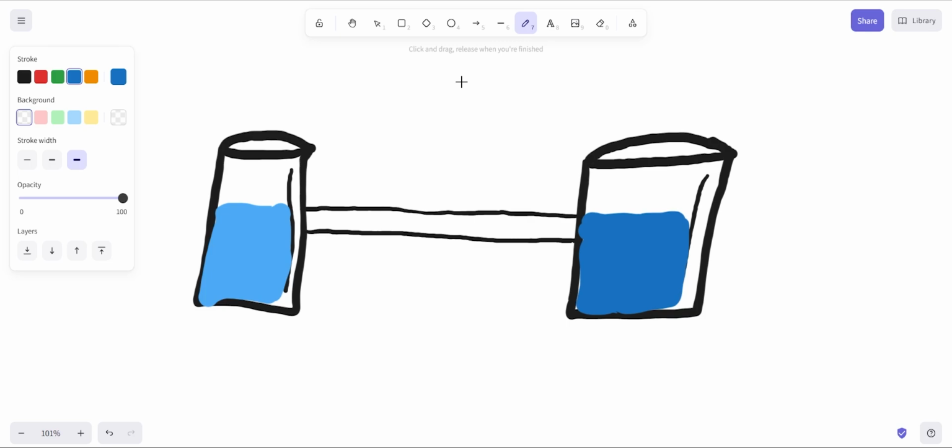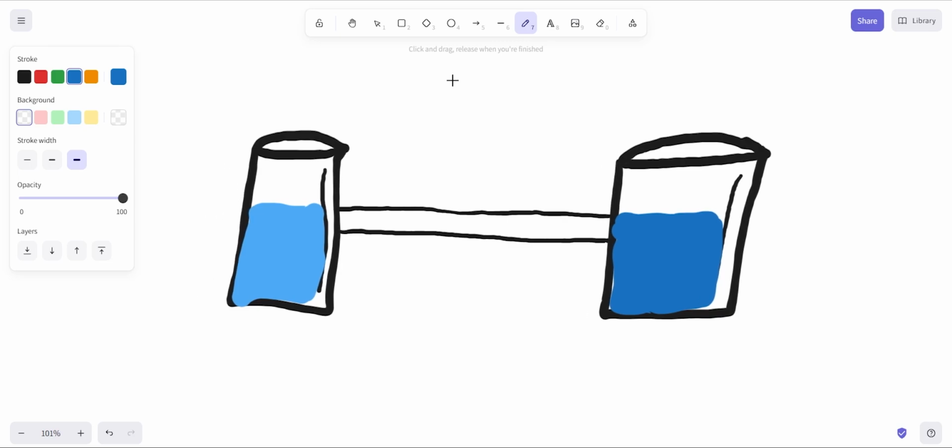Now, look at these cups. Will the water from this cup over here flow through these two to the other cup? Of course not. Why not? Because the water levels are the same. Okay? For water to flow from this cup to the other cup, we need a difference in water levels. We need a potential difference.